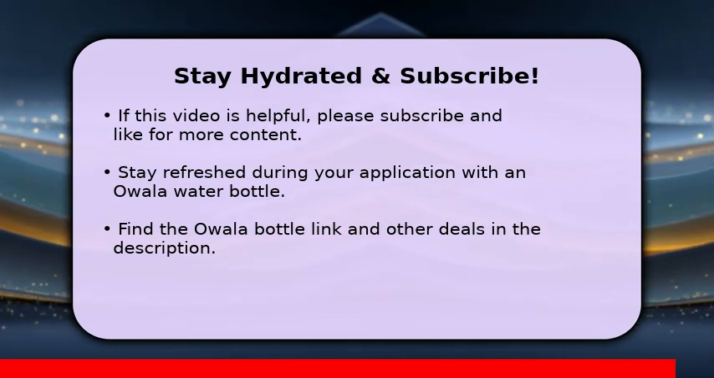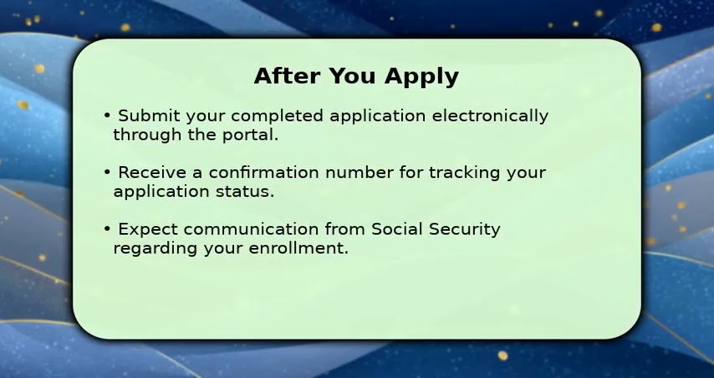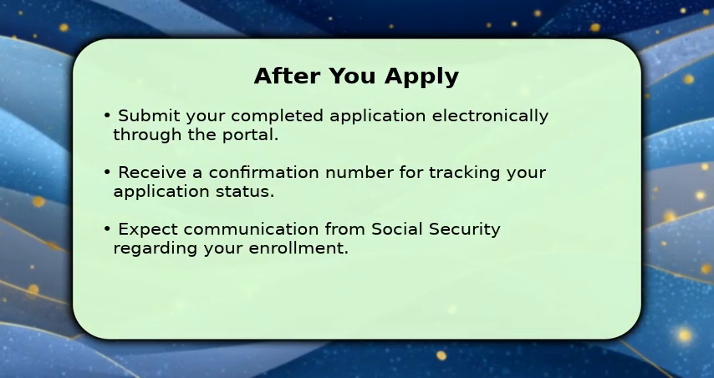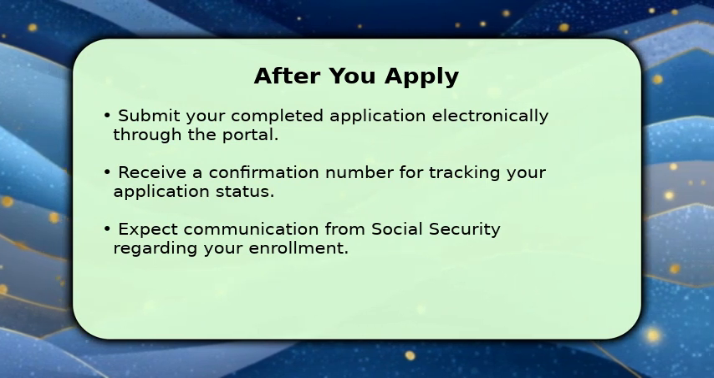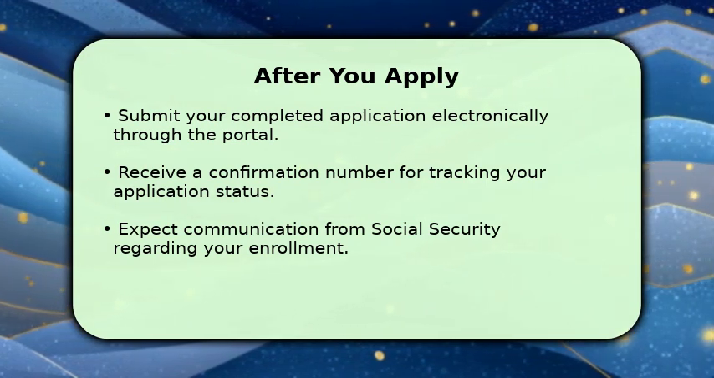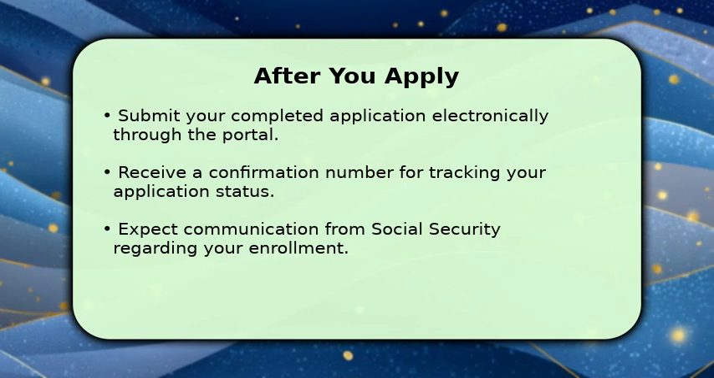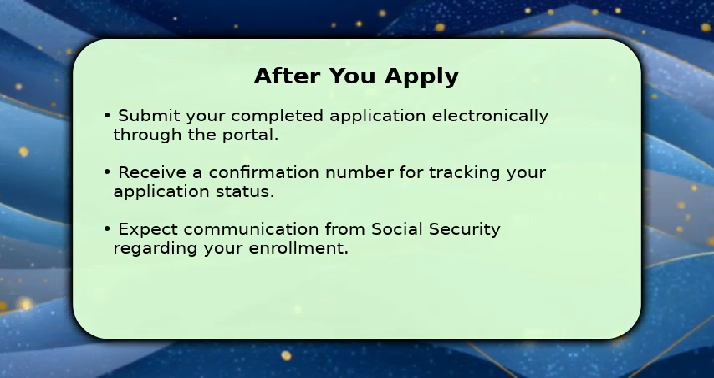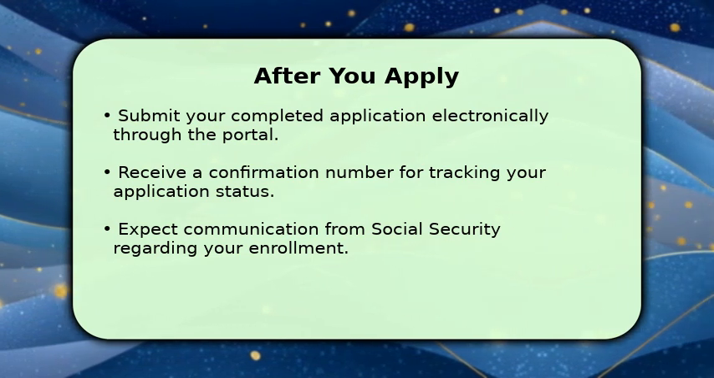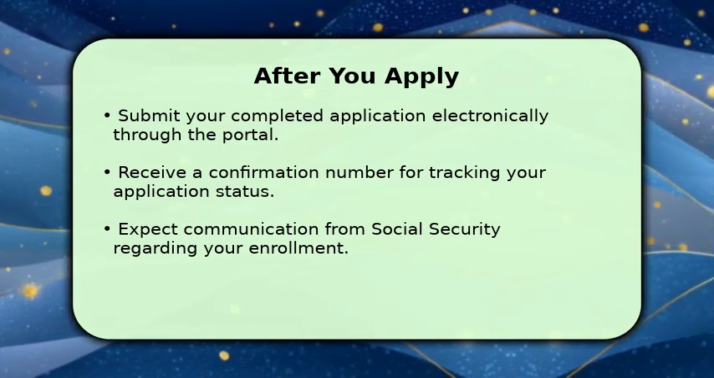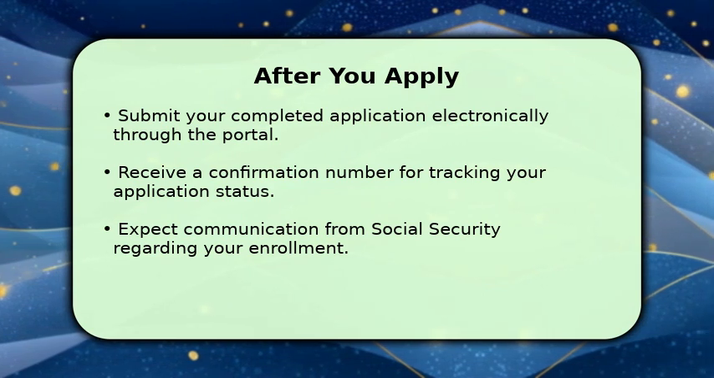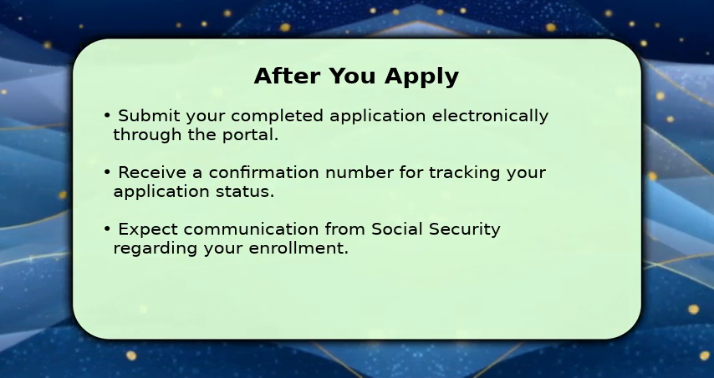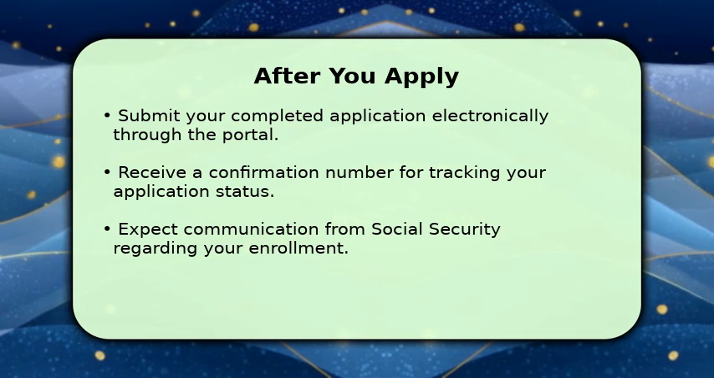Now let's get back to the video. After reviewing, confidently submit your application electronically. You will immediately receive a confirmation number. Make sure to save this for your records. This number is essential for tracking the status of your application online. Social Security will then process your information and communicate directly with you regarding your Medicare enrollment details and effective dates. Keep an eye on your mail and online account for updates.